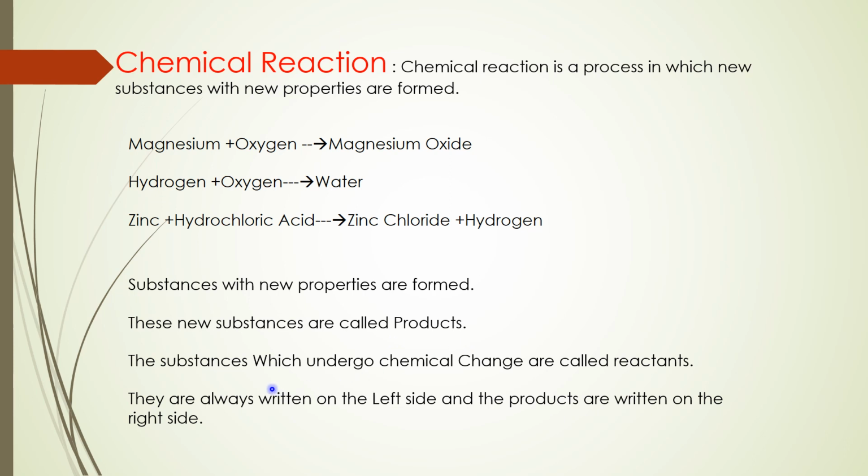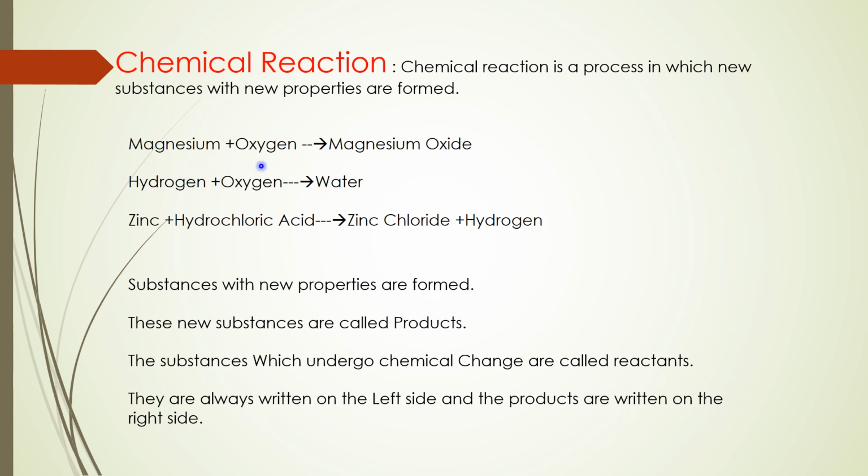The substances which undergo chemical change are called reactants, means the initial substances that are present in a chemical reaction are known as the reactants, and the new substances that are formed are known as products. The reactants are always written on the left hand side and the products are always written on the right hand side.